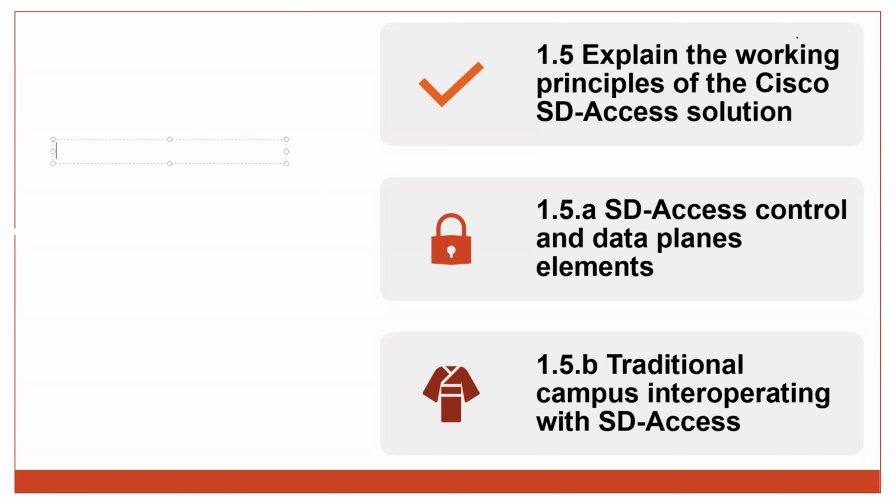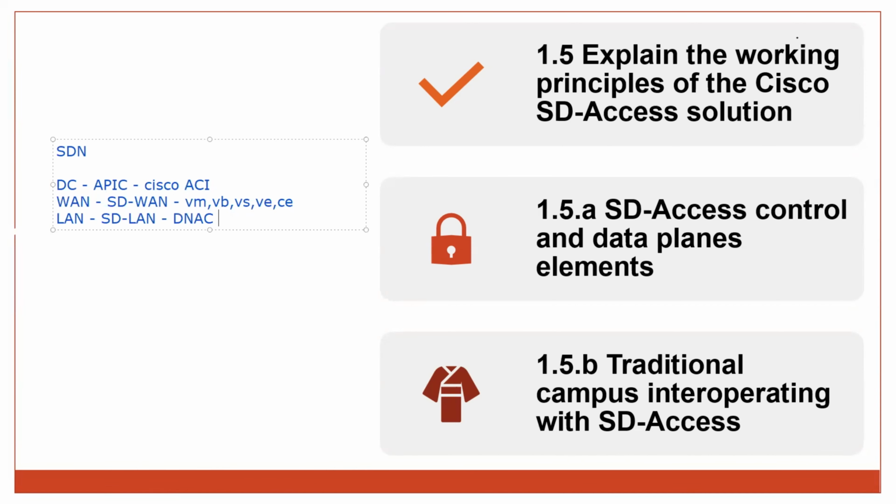So there are two flavors in SDN. Actually, three flavors are there in Cisco. One is data center, where they are using APIC controllers or Cisco ACI. Then we have WAN. In WAN, we have Cisco SD-WAN. In that, they are using, as we just saw, vManage, vBond, vSmart, vEdge, and cEdge devices. And then we have LAN SDN as well.